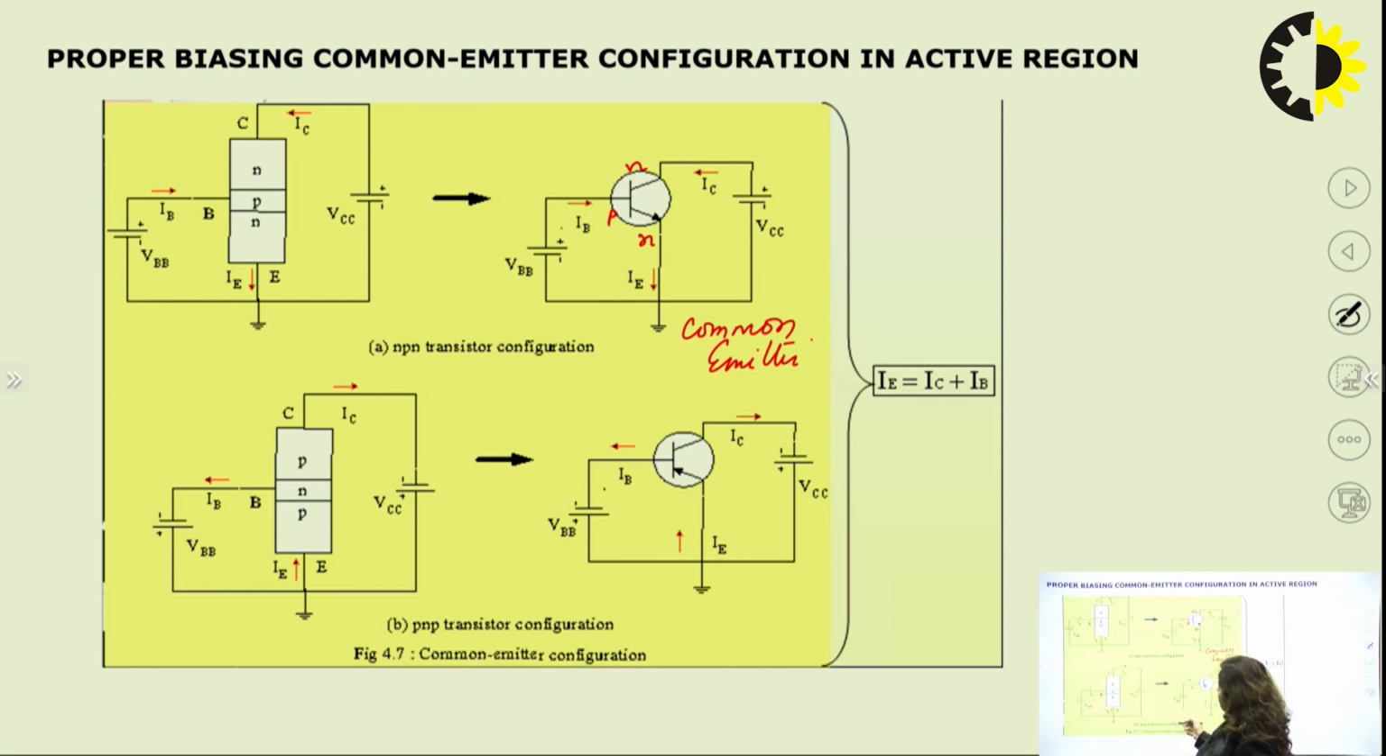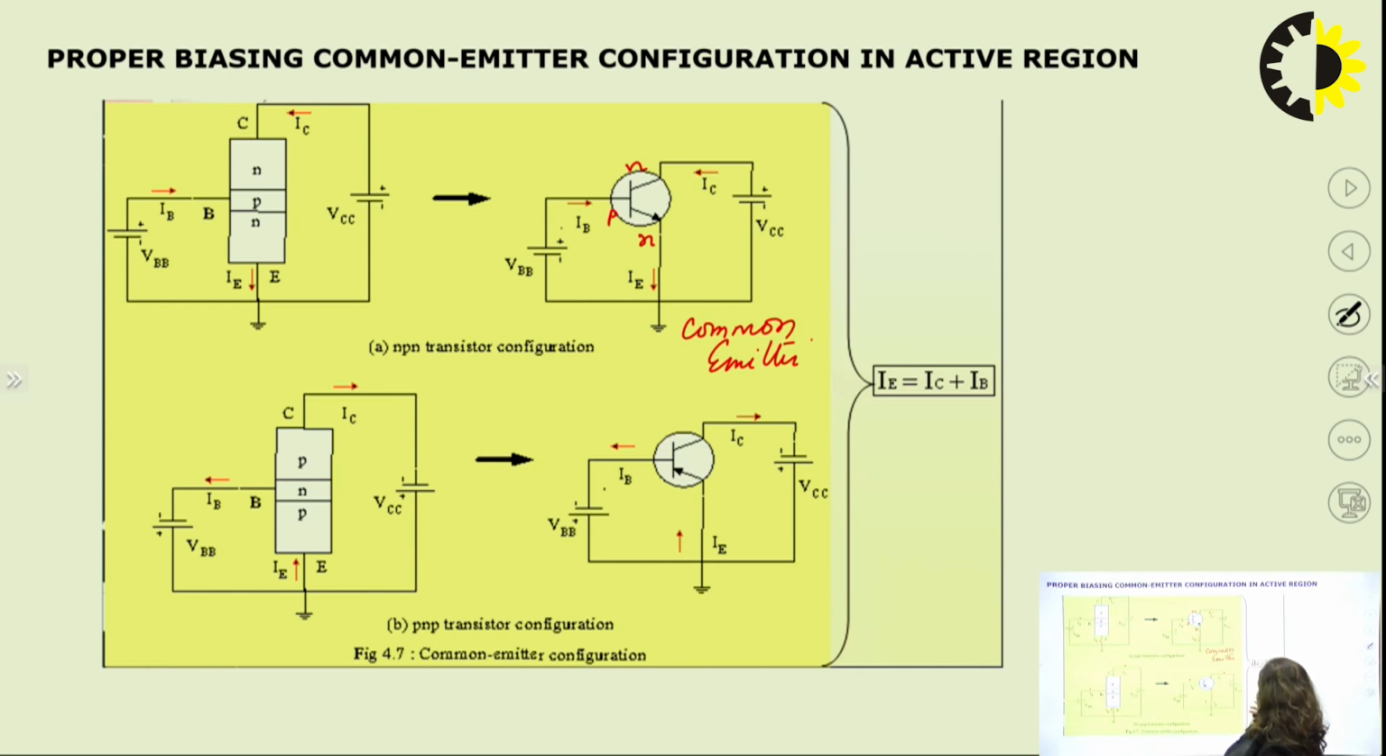Next we have a PNP type of transistor configuration. In the same way we can draw the PNP transistor configuration as in the earlier case. In the PNP transistor configuration we have voltage VBB applied between base and emitter. Similarly VCC is provided between collector and emitter, and the emitter port is grounded. Here negative is connected to negative, and positive is connected to positive. That's why it will be in forward biasing. Similarly if negative is connected to positive and positive to positive, then it will be in reverse biasing. So we have a clear picture of the common emitter configuration in the PNP transistor.